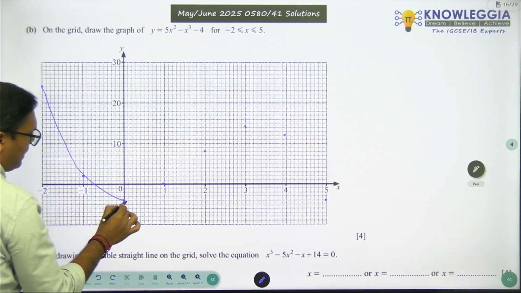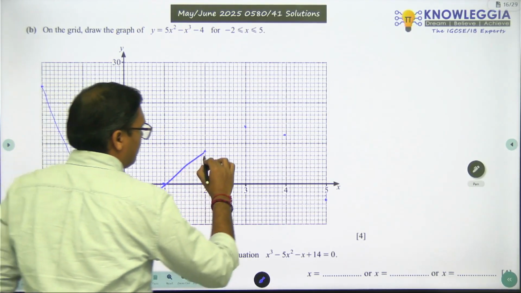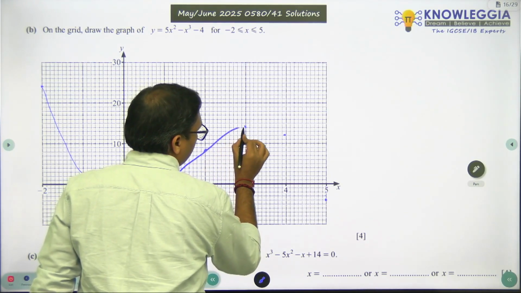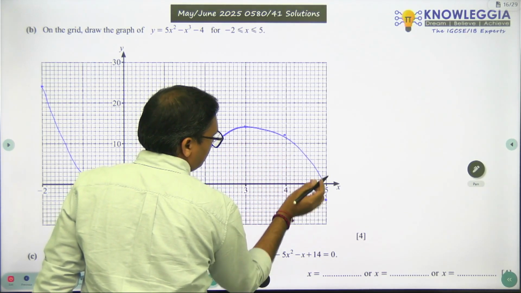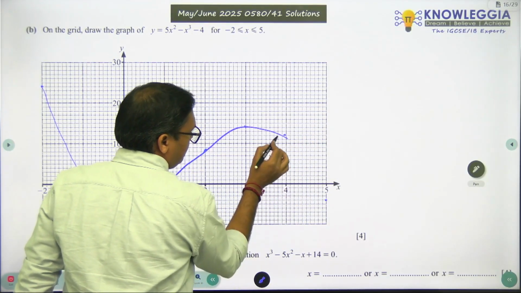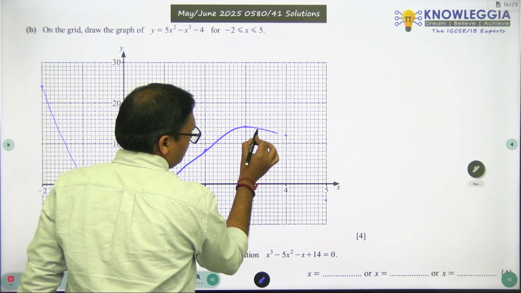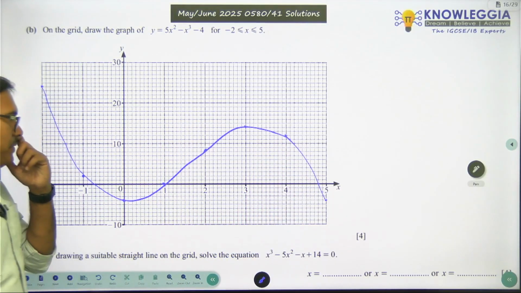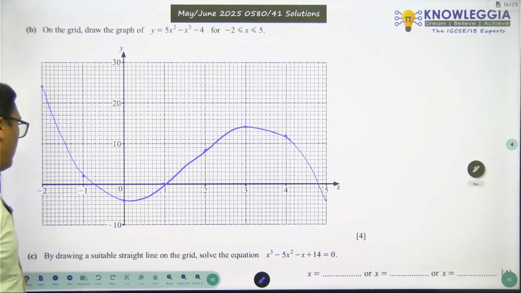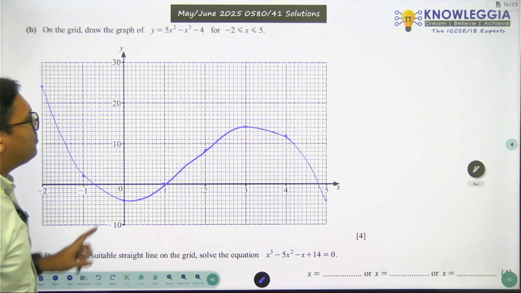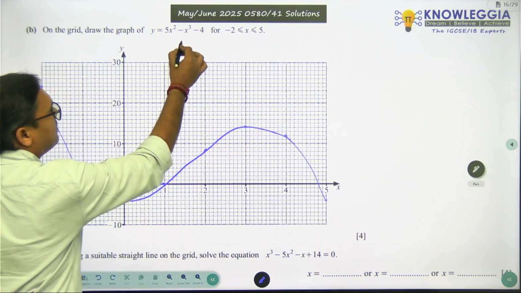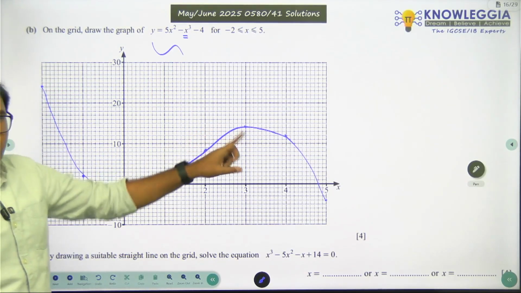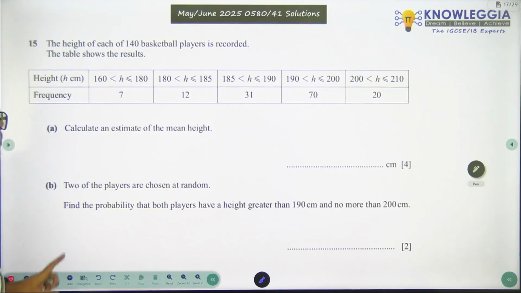join them freehand. This is the graph which is required here. This is the cubic curve. If you have a cubic curve, you know the basic nature of this graph, because the coefficient of x cube is negative. So the graph will look something like this. So this part is easy, how to draw this graph.